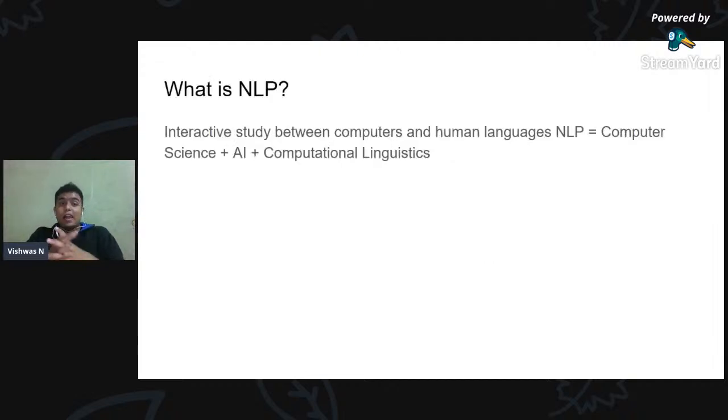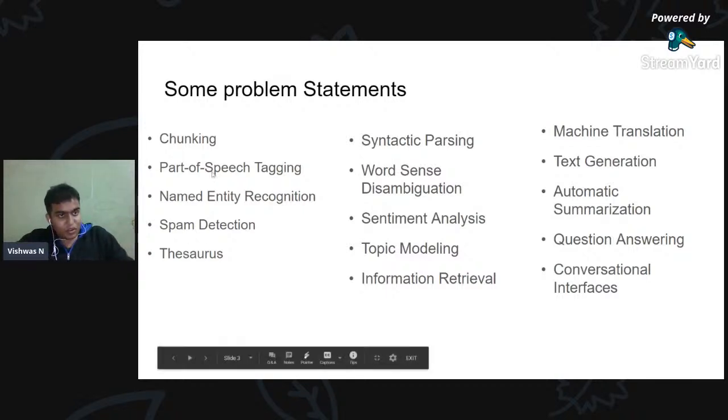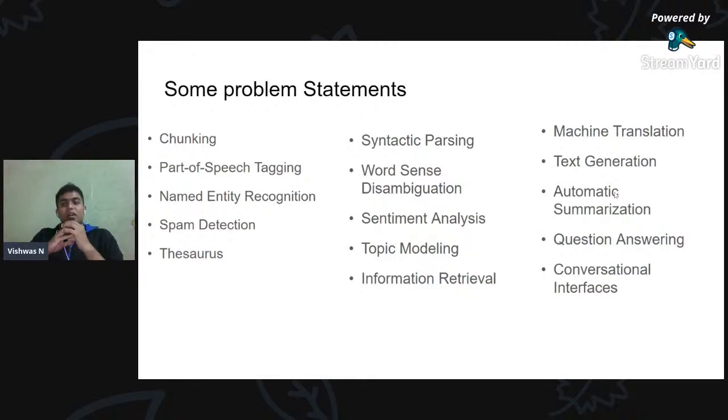What is NLP? NLP is an interactive study between the computer and human language. Natural language processing equals computer science plus AI plus computational linguistics. You're dealing with ones and zeros, so it makes a huge deal that it has to be called computational linguistics. Some of the problem statements are categorized in this column as easy ones, medium ones, and hard ones. This is how I have defined it, and it works to give you a brief intro on what this technology is all about.